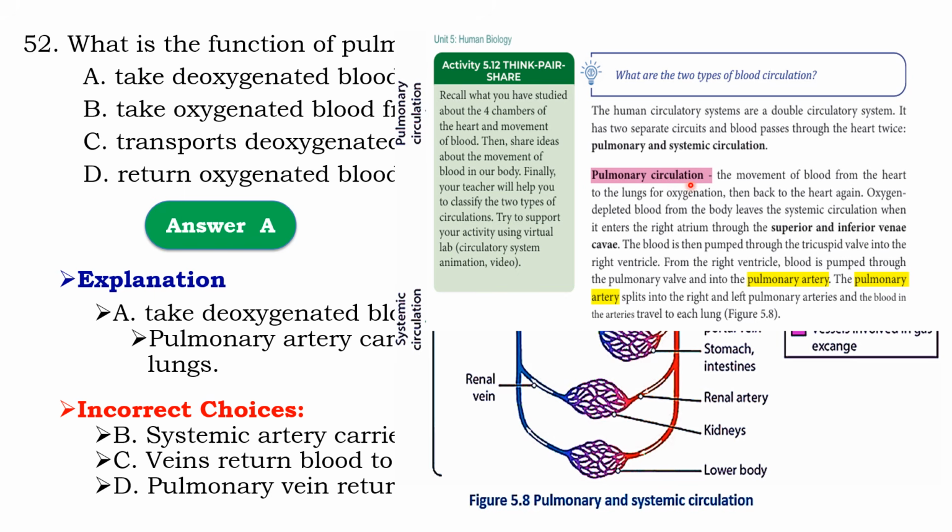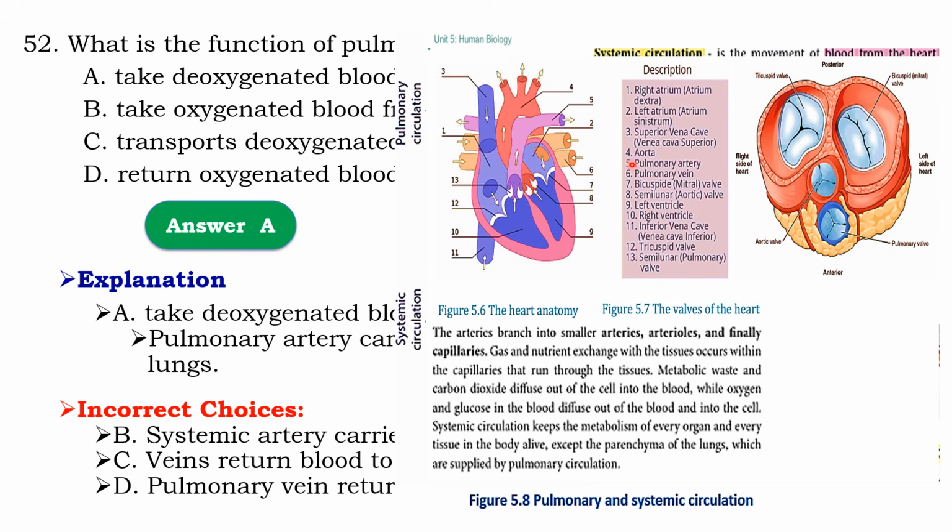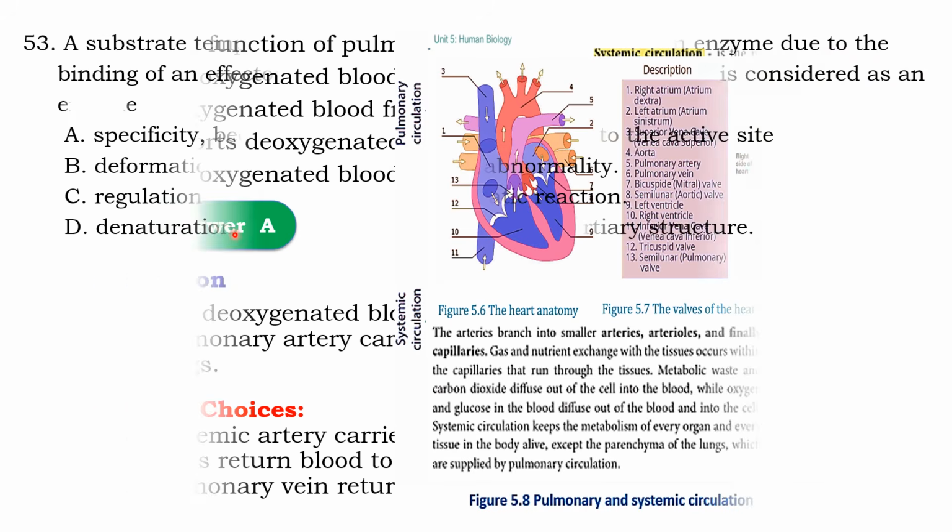So in pulmonary circulation, the pulmonary artery is split into the right and the left arteries and blood travels. Read more about pulmonary circulation and also systemic circulation. So the answer should be A. And also read about the valves of the heart with their anatomy and their names. So the answer should be A.